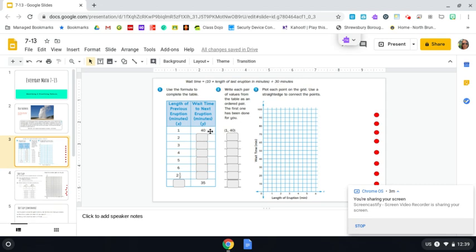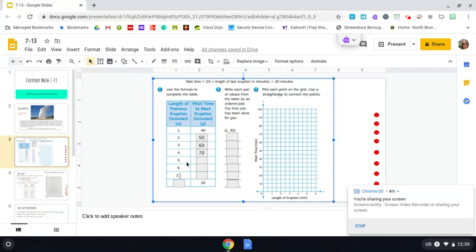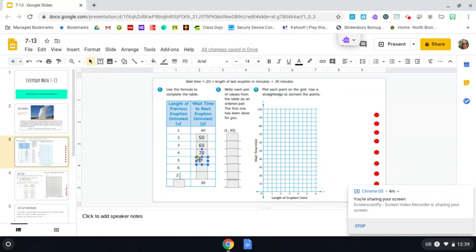10 plus 30 is 40. The next one is 2. 2 times 10 is 20, and then add the 30. So the next one would be 50. Okay, next one is 3. So 3 times 10 is 30, and then you're adding 30 to that. That would be 60. The next one, 4. 4 times 10 is 40, plus 30 is 70. Next one, 5 times 10 is 50, and 50 plus 30 equals 80.